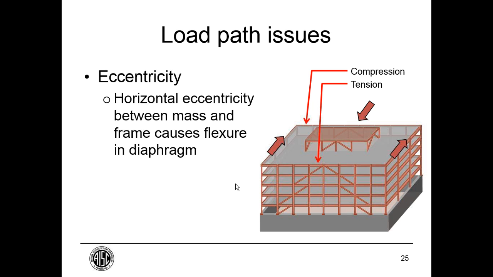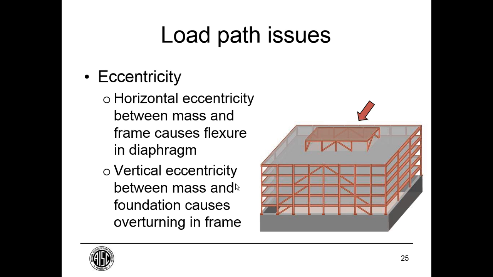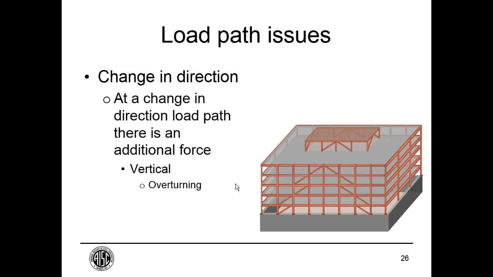So that eccentricity between the mass in the direction of acceleration here and the lateral resistance causes something that we think of as flexure. Similarly, there's a vertical eccentricity, again, looking at the force that the roof diaphragm sees. That force in the vertical plane is eccentric from the foundation, and so there's going to be overturning, which is again akin to moment. And wherever there's a change in direction, for static equilibrium, there's another force that needs to be accounted for. So if we look at this connection up close, we have the horizontal shear being carried as a diagonal force in this brace. The horizontal component gets carried over to another brace, but the change in direction manifests itself in a vertical force in that column.